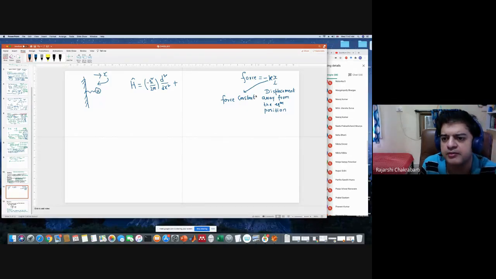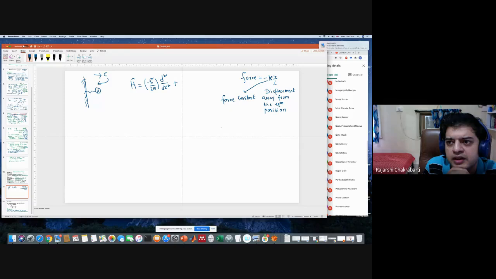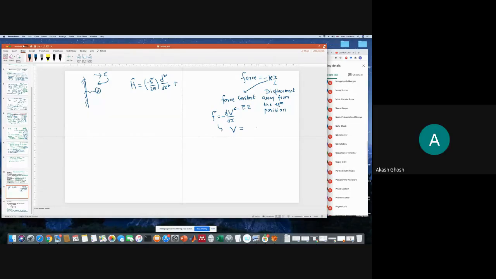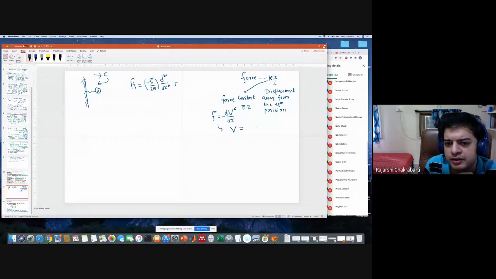And if you do the classical mechanics of this problem, you will see, since I know that your force is equal to minus dV/dx, negative derivative of the potential energy, isn't it? So this will give you my potential energy as what? Can anyone tell me? Half k. Yes, half k, it is obvious, no?